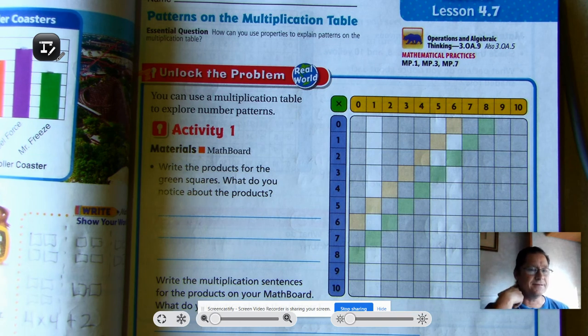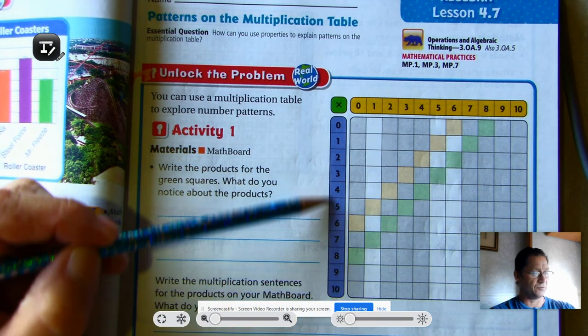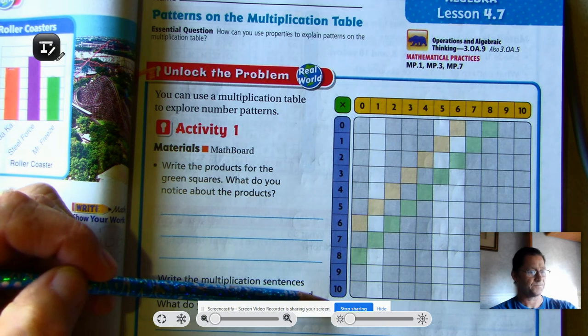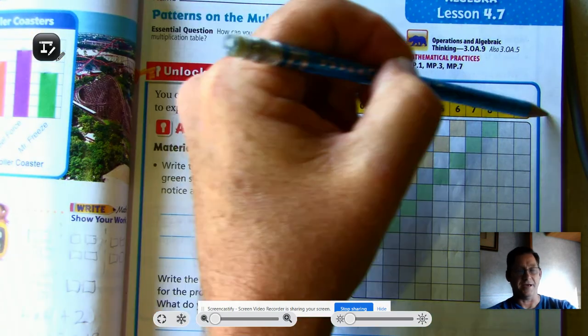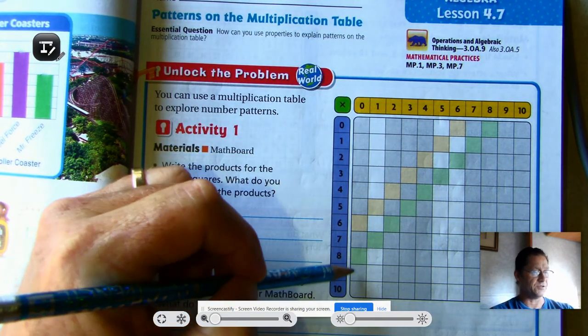And in this activity, materials say a math board, but you can just use an extra piece of paper for this. Write the products for the green squares. What do you notice about the products? Okay, so remember how the multiplication table works: the blue rows times the yellow columns will give you the products. So they want us to do the green box.